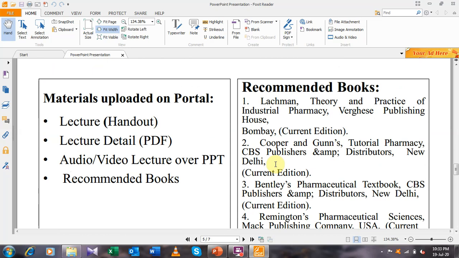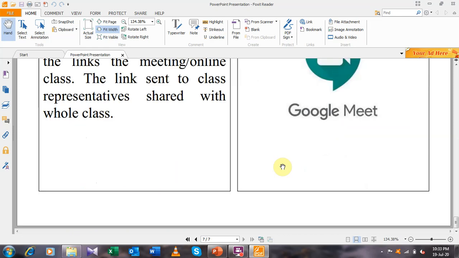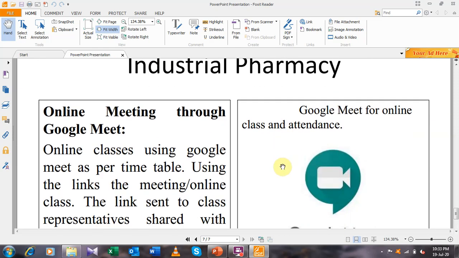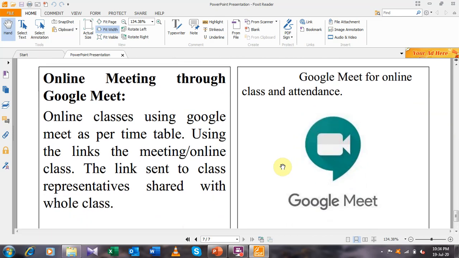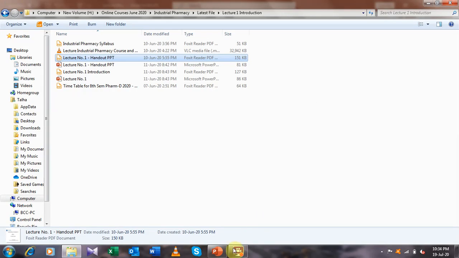And the lecture detail: the lecture handout is provided for each lecture and has been successfully uploaded. Lecture detail in PDF format, and audio video lecture over PPT, and recommended books, as well as the weekly schedule have been successfully uploaded on the university portal. For the online meeting through Google Meet, we shared the link for the online classes, and the link was sent to the class representatives or CRs, and then the CR shared it with the whole class. After that you join the Google Meet session, and by this way the course is being covered.